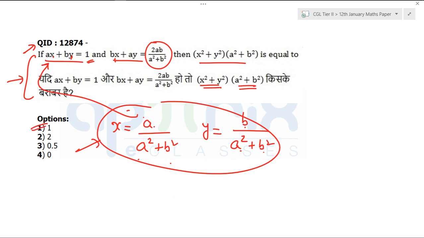You will just get 1. You do it. X square will be a square upon a square plus b square whole square. Y square will be b square upon a square plus b square whole square. You sum it, it will be x square plus y square is equal to 1 upon a square plus b square, because a square plus b square will cancel out once, and then the product will be equal to 1, right? Easy one, very easy question.